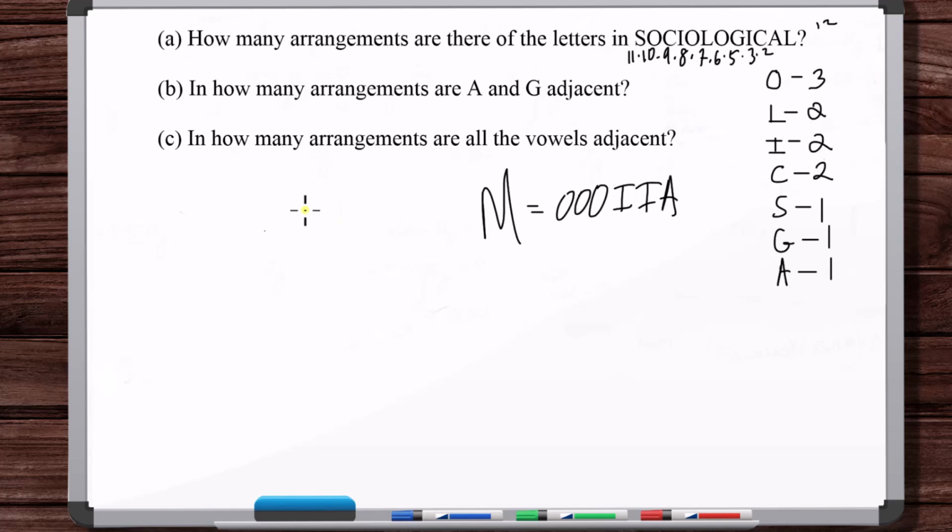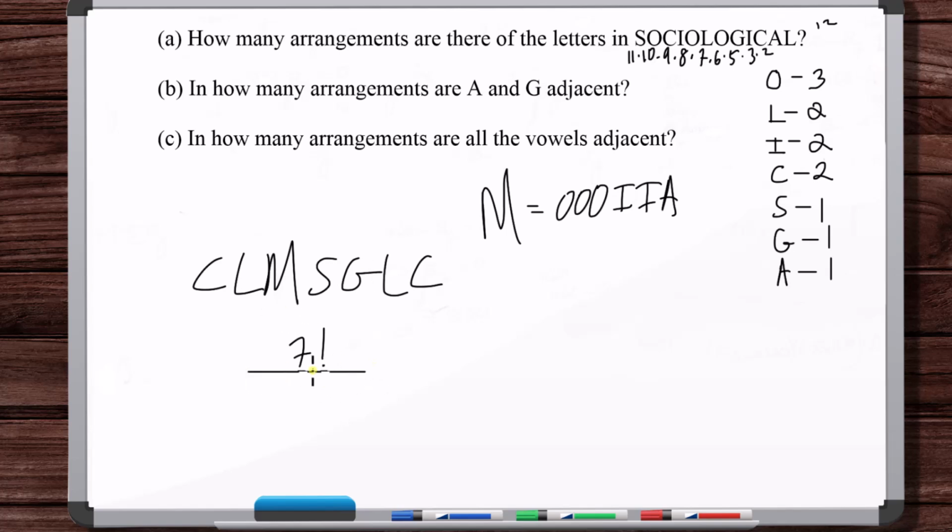So with that, we've got the capital M. We've got an L here, C, S, G, another L, and another C. If we don't care about the order here, then we just calculate the number of ways you can arrange this. So that's 1, 2, 3, 4, 5, 6, 7. That's 7 factorial over 2 factorial for the C's and 2 factorial for the L's.